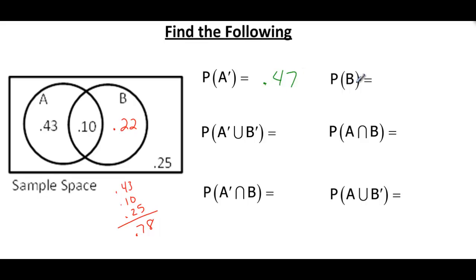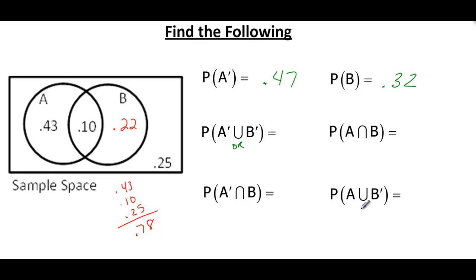The second one says I want everything that's in B, so I care about everything that's inside this circle. What's inside that circle is 0.10 and 0.22, so that's going to give me a value of 0.32. Those ones are pretty straightforward because it's either in the circle or not in the circle. But when it gets more complicated, our ors and our ands, let's look at our ors.